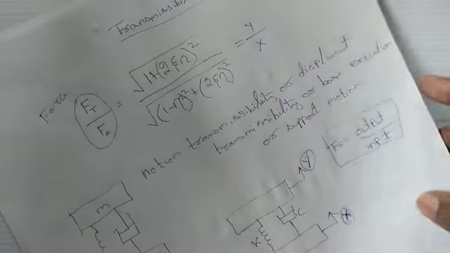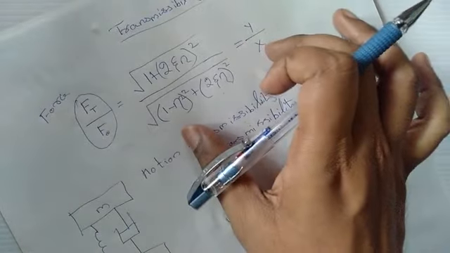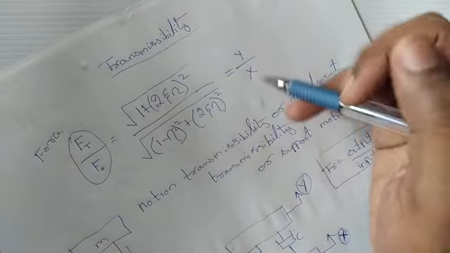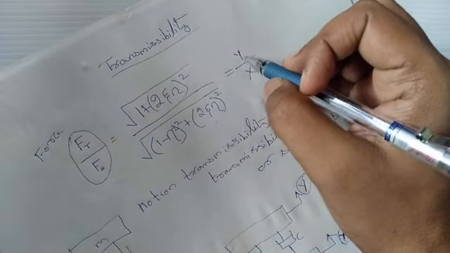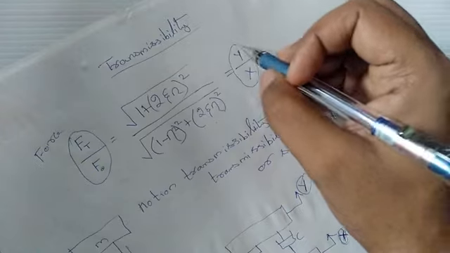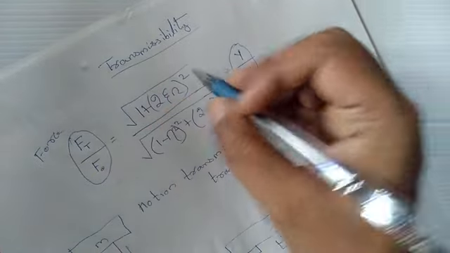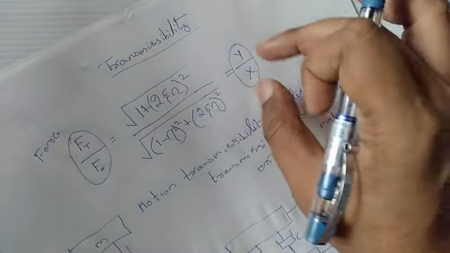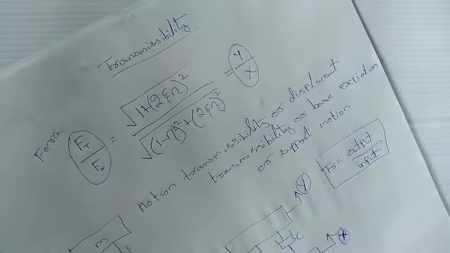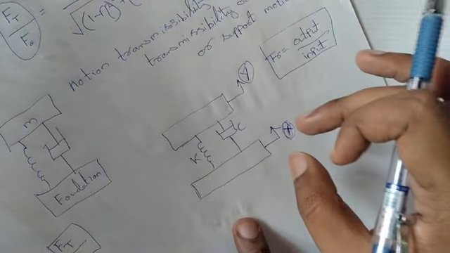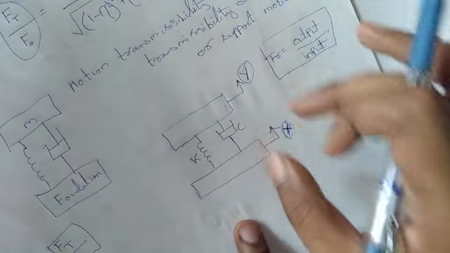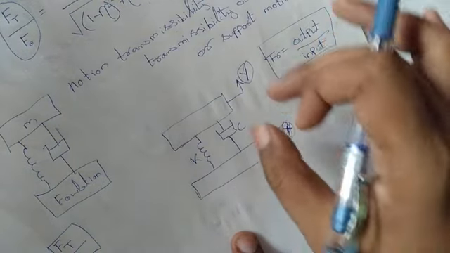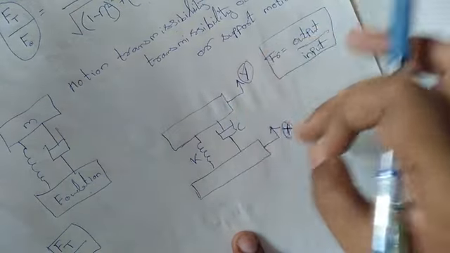Since the formula is the same, I'm not going to explain more about these things. This you already know. This is displacement transmissibility and this is force transmissibility, and the formula to calculate that will be the same: output by input. This is moving because of this movement, so this becomes the input and this becomes the output. So it is y by x.